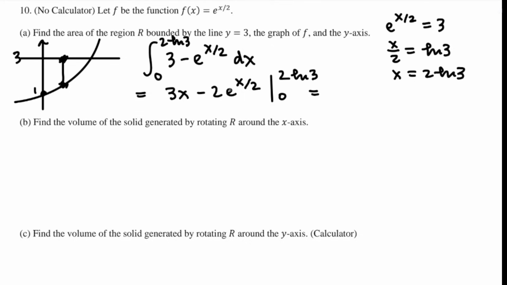So 3x would be 6 natural log 3 minus, when I plug in 2 log 3 over here, the 2 log 3 goes into the exponent, gets divided by 2, so e to the log 3 is 3, so minus 6. When I plug in 0, I'd get 0 minus 2e to the 0, which is 1. So I'm going to get 6 natural log of 3 minus 6 plus 2, which is minus 4.